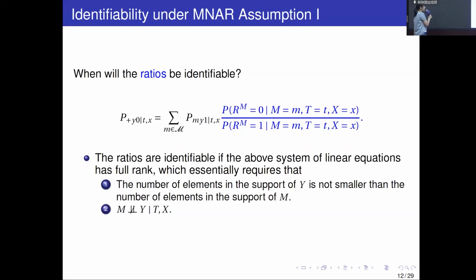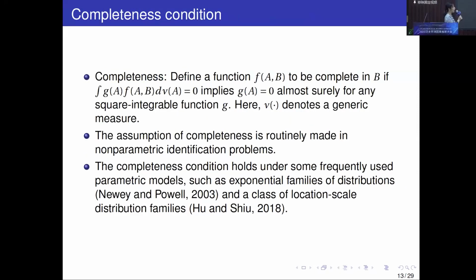This full rank condition requires, first, that the number of elements in the support of Y is not smaller than the number of elements in the support of M. And second, M needs to have an impact on Y given T and X. More generally, you may have continuous Y, so this full rank condition is generalized to a completeness condition. This assumption of completeness is routinely made in non-parametric identification problems, and it holds under some frequently used parametric models under some non-zero assumption on some of the model parameters.